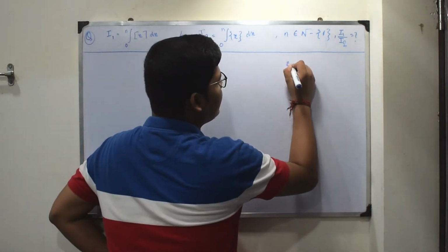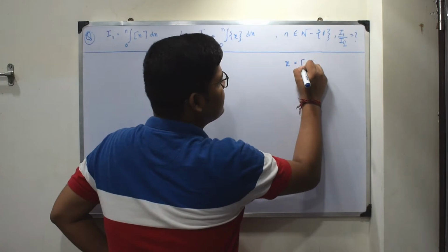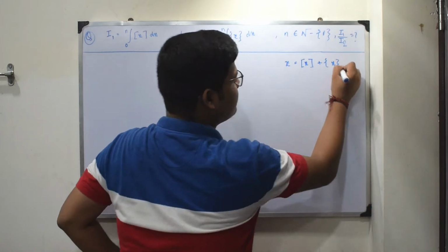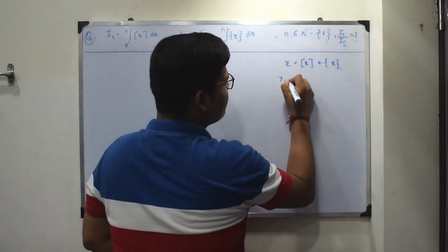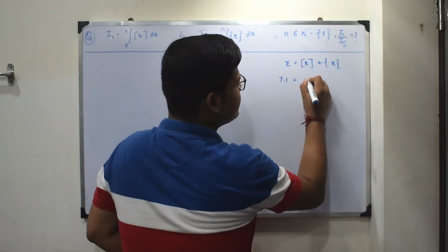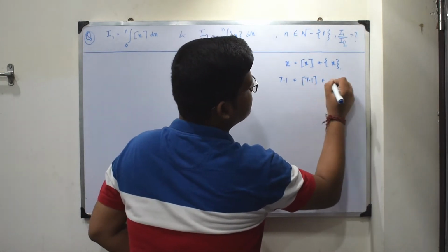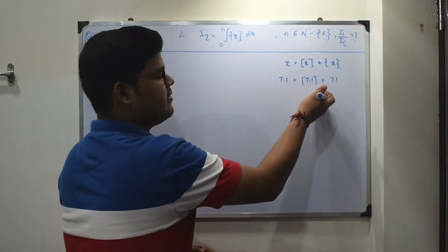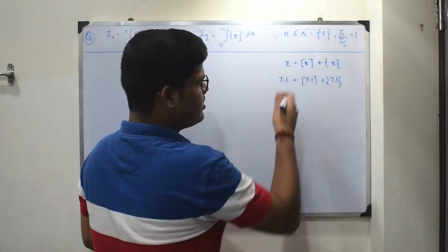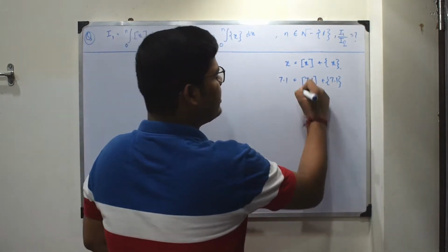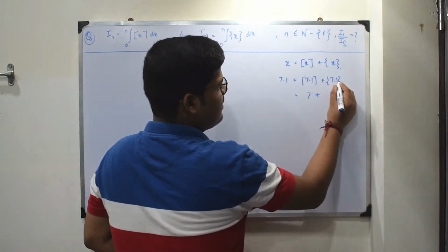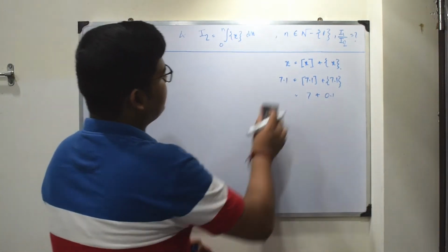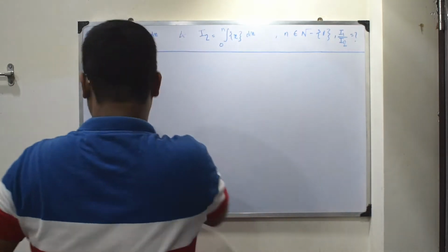Concepts first. Any number, for example x, is the summation of its greatest integer function and its fractional part. For example, a number 7.1 can be written as the greatest integer function of 7.1 plus the fractional part of 7.1. So GIF of 7.1 is 7, plus the fractional part of 7.1 is 0.1, which gives us 7.1. So this was the concept that we need to know. Now let's do the question.